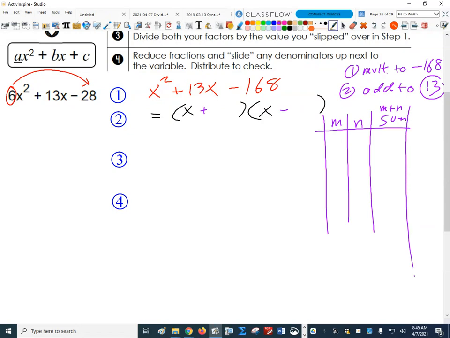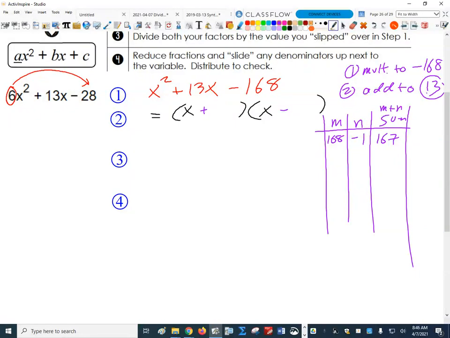Okay, well, let's start with, we know that the bigger one is positive. So what if we made that 168 and negative 1? Those are factors that multiply to negative 168, right? Excuse me, what's the sum? 168 plus negative 1. 167. That's way off, isn't it? We're supposed to get 13. That's way off. So we got to work down the list.